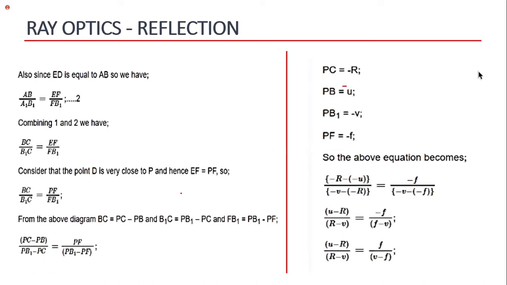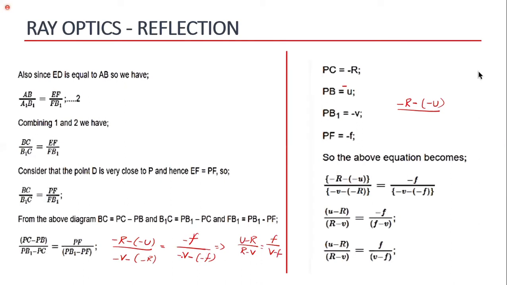Clear? So PC is minus R, PB is minus U, divided by PB1, which is minus V. PC is minus R, is equal to PF, which is minus focal length, divided by PB1, which is minus V minus F. So this will become minus R minus of minus U divided by minus R minus V, equal to minus F divided by minus V minus F. Taking minus common, the minus minus gets cancelled, right?